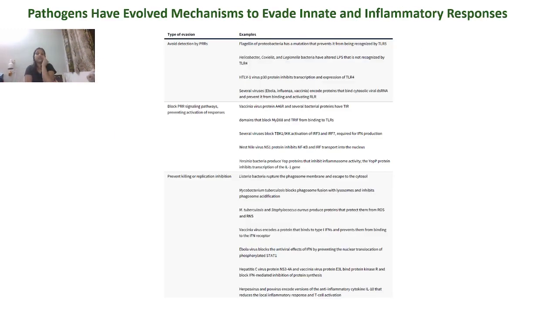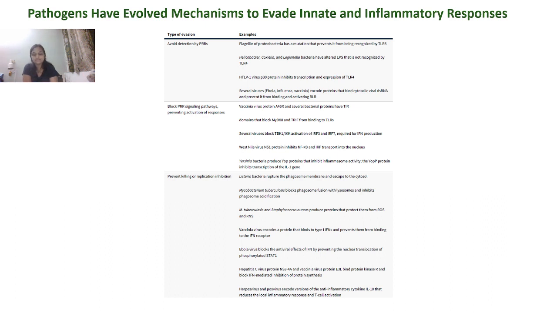As you already know, our body is constantly trying to fight the pathogens. The pathogens are also evolving day by day, every day evolving to evade our innate and inflammatory responses. There are different ways by which they can do this. One is that they can avoid detection by pathogen recognition receptors. These are different examples of how they have evolved to bypass our immune system.